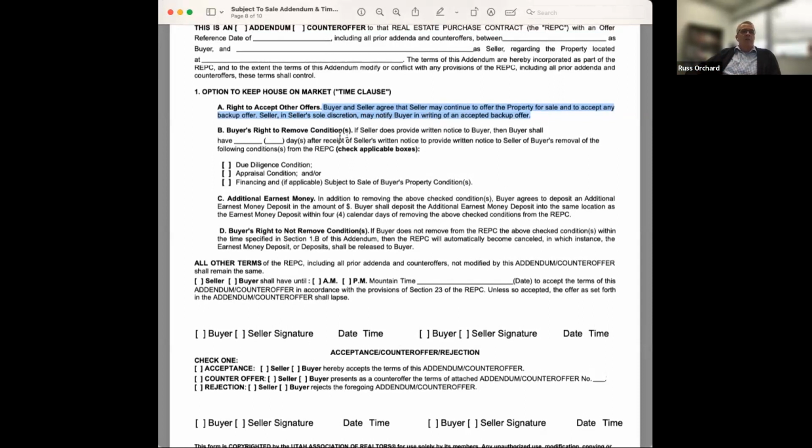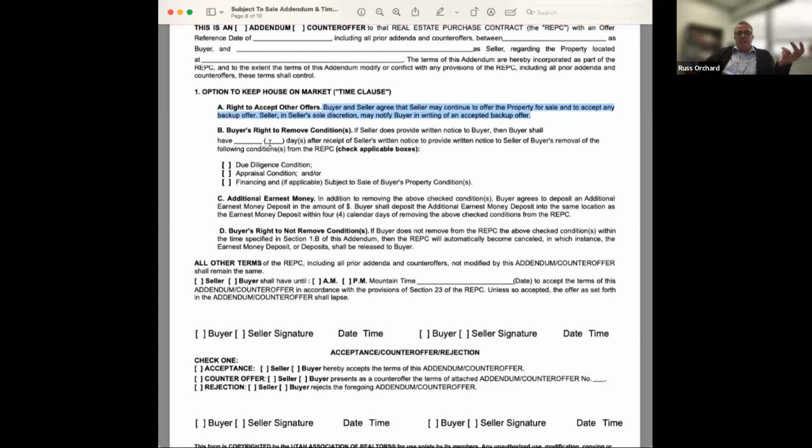So the buyer's right to remove the conditions. If the seller does provide written notice, the buyer will have however many days that you decide to put in there. When I first started in real estate, we called it the time clause, but it was a 72-hour time clause. We always said it's the 72-hour time clause addendum, because that's how it was. Everybody did 72 hours. So now we have the option of, you could say 1 day, you could say 2 days, you could say 3 days.